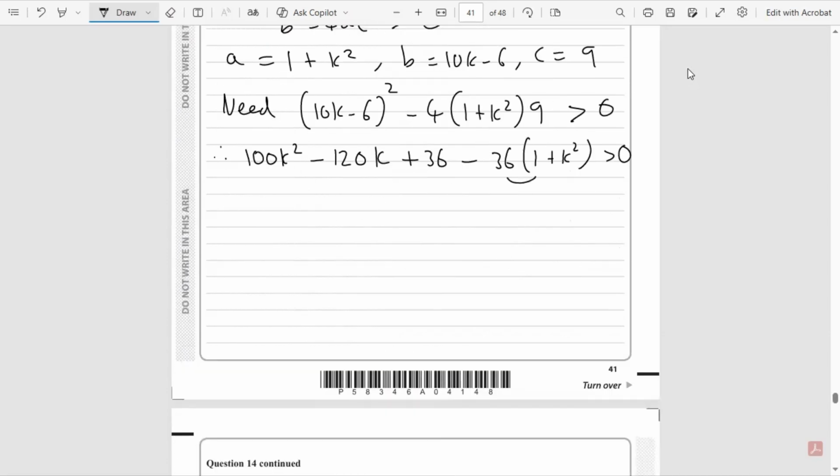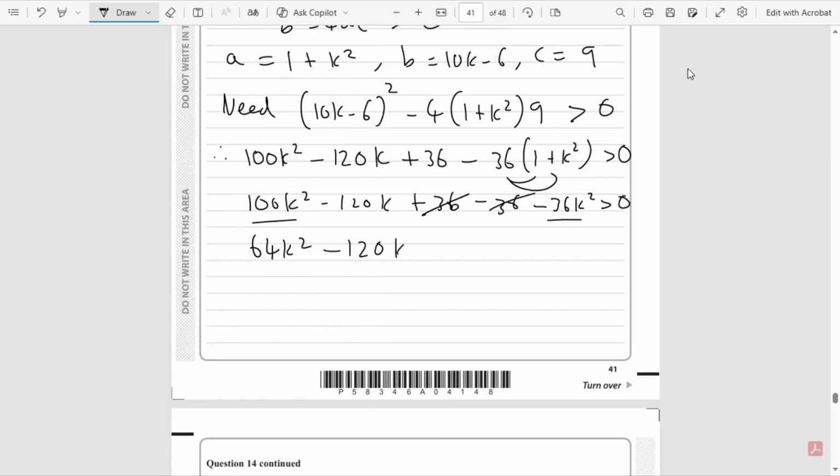So when you expand the brackets there, of course, you will get a minus 36 and a minus 36k squared. So 100k squared minus 120k plus 36 minus 36, and then minus 36k squared is greater than 0. Now, of course, the two 36s can just disappear. And then you've got 100k squared minus 36k squared. So that will give you 64k squared, and then minus 120k is greater than 0 as our inequality.